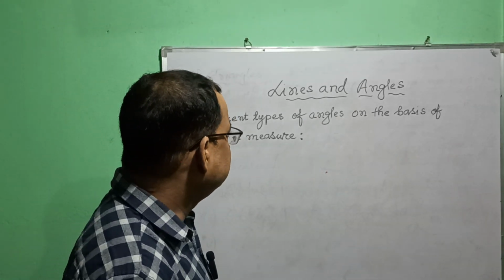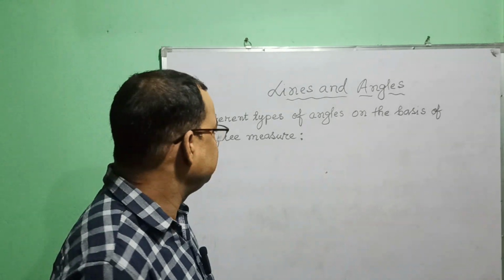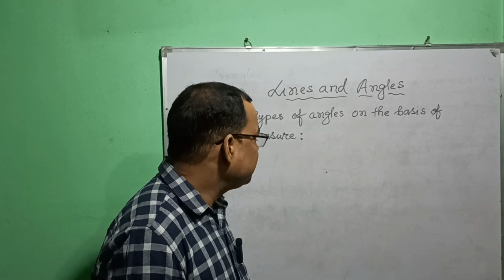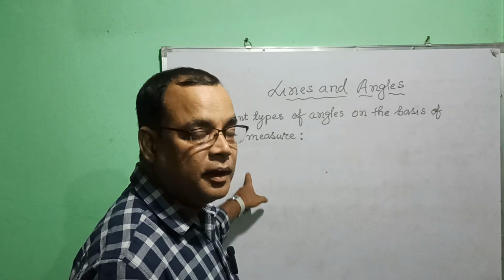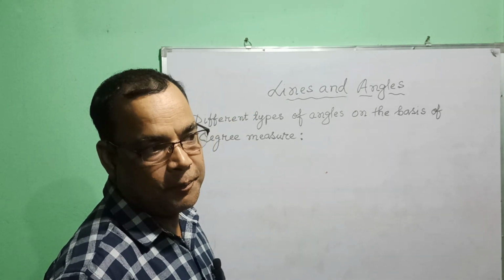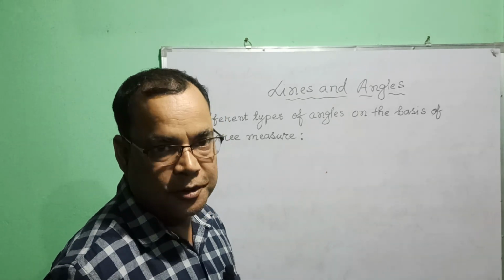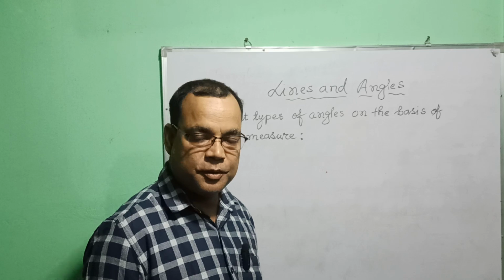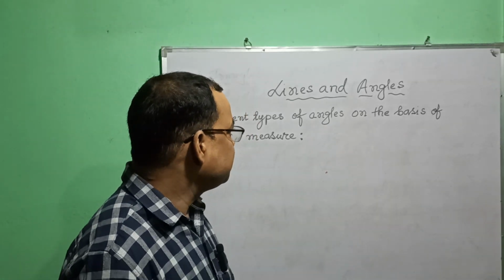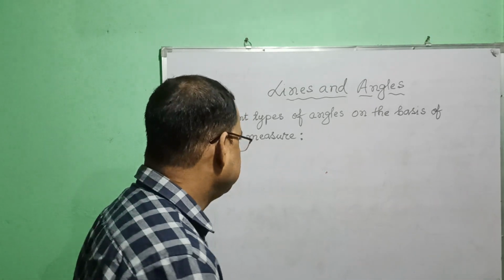So in this series, in part 1, today I will start from lines and angles. First of all, I will discuss different types of angles on the basis of degree measure, and then I will discuss other types of angles like linear pair, vertically opposite angle, corresponding angle, interior opposite angle, exterior opposite angle. So these angles we'll discuss after these angles.